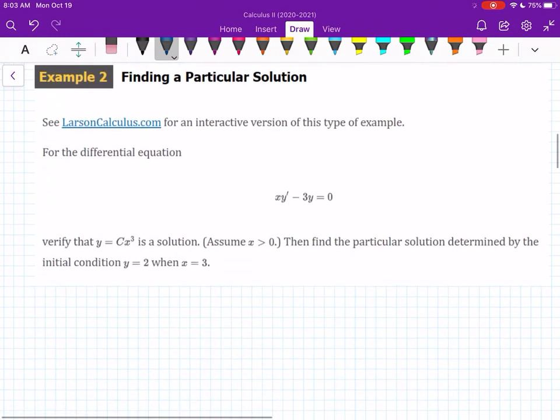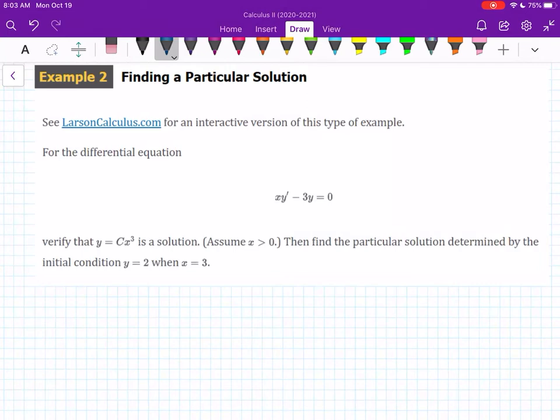All right, let's look at the next example, finding a particular solution. If I have the differential equation xy prime minus 3y equals 0, verify that c times x cubed is the solution, assuming x is greater than 0, then find the particular solution determined by the initial condition y equals 2 when x equals 3.